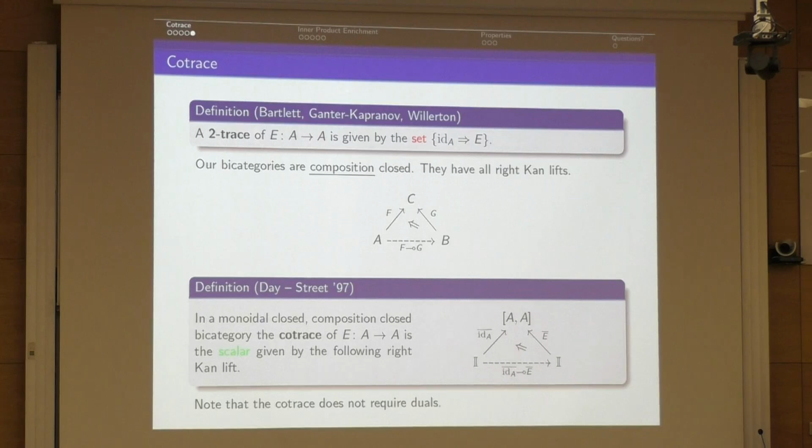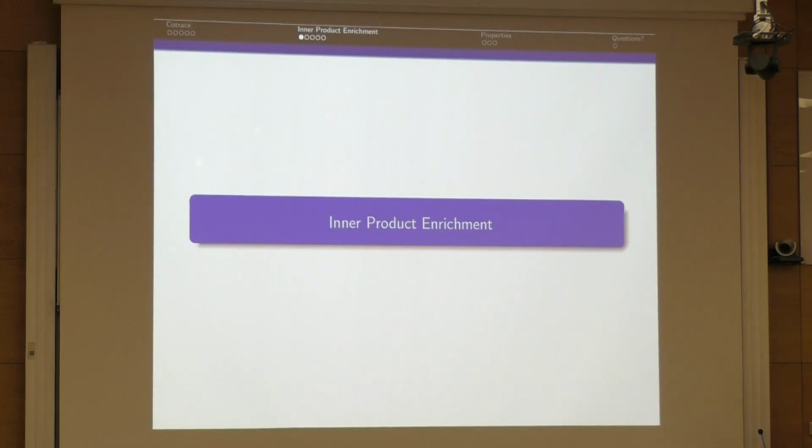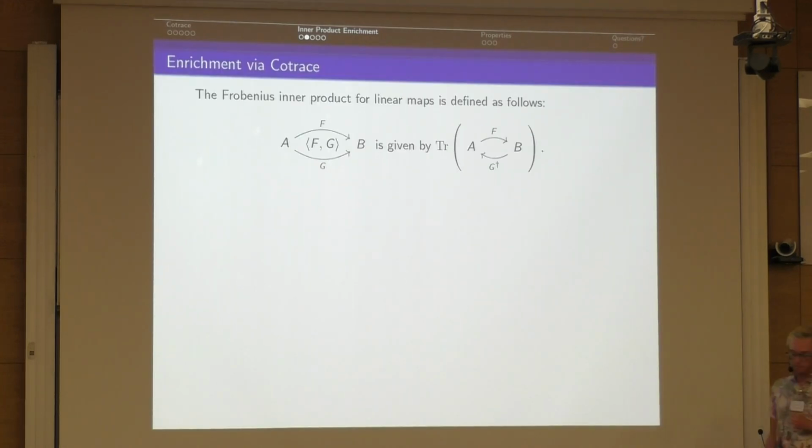And how are they the same thing? Well, through enrichment. So like I said at the beginning, I want to take ideas from linear algebra and use them in category theory. And there's going to be this enrichment theorem, but it comes from the idea of an inner product. So in particular, the Frobenius inner product.